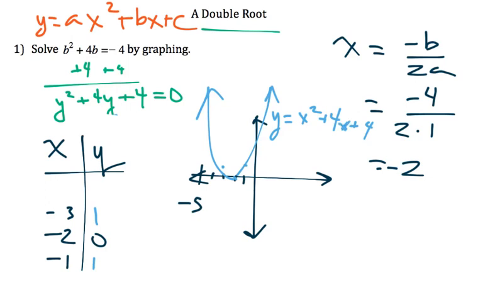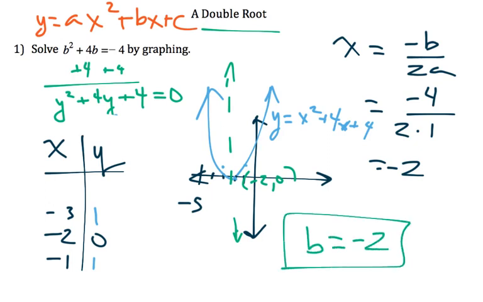So let's sketch out our line of symmetry at negative 2, 0. And we'll even label this as negative 2, comma 0. So for this problem, b would be negative 2 only. Now this brings up the idea of a double root. Now what this means is, this has two solutions, but it's the same solution.